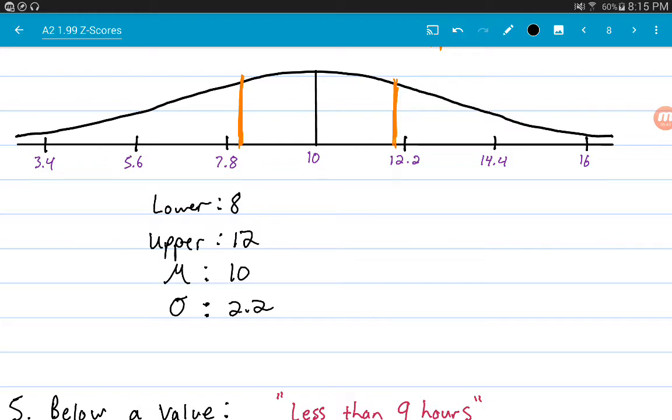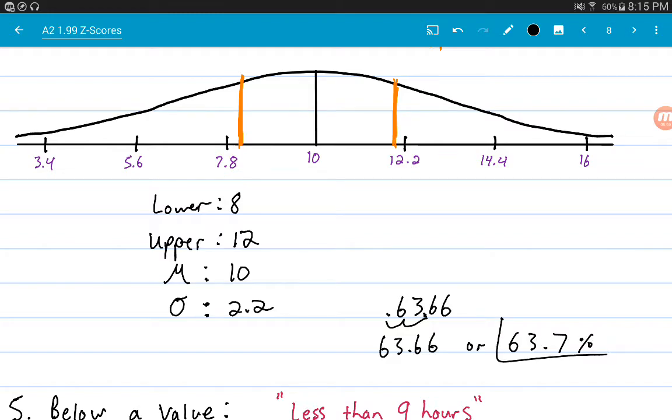And when you hit enter a couple times, it will give you this number, 0.6366. We can move the decimal place twice because we want to make it a percentage, 63.66 or 63.7%.